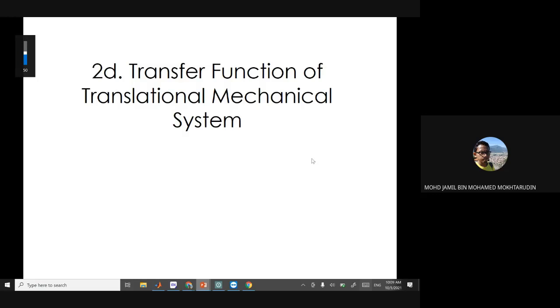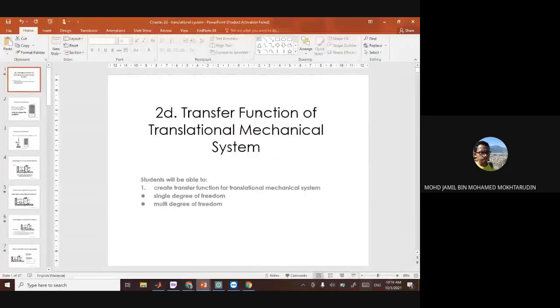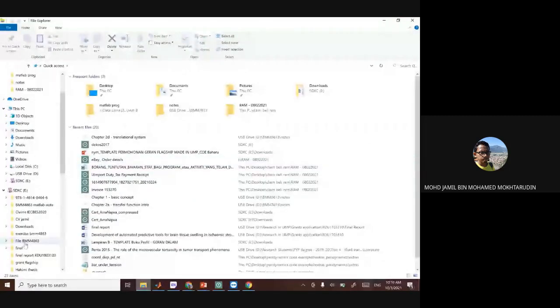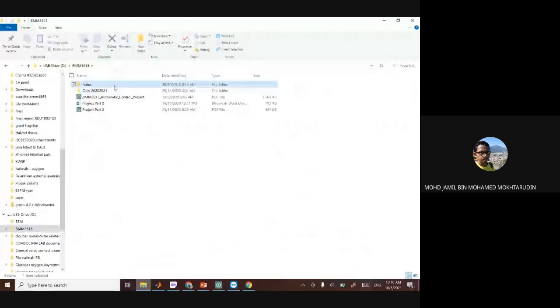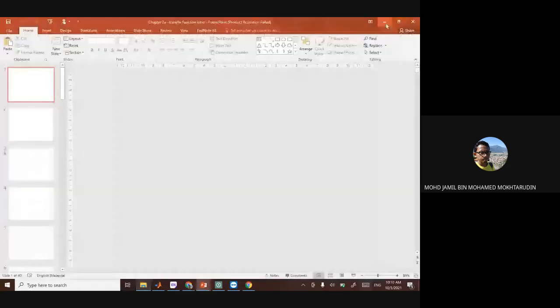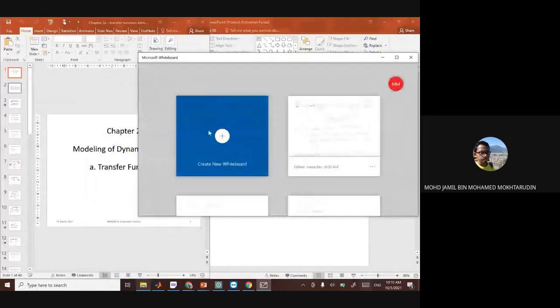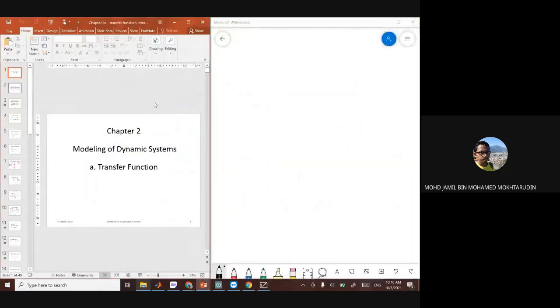we should discuss the tutorial. Okay, so yesterday we have learned about the method of finding the transfer function using Laplace transform. Maybe we should discuss the tutorial first. Yesterday we learned chapter 2A on finding the transfer function, and I gave you several tutorials, but we will discuss some of them.